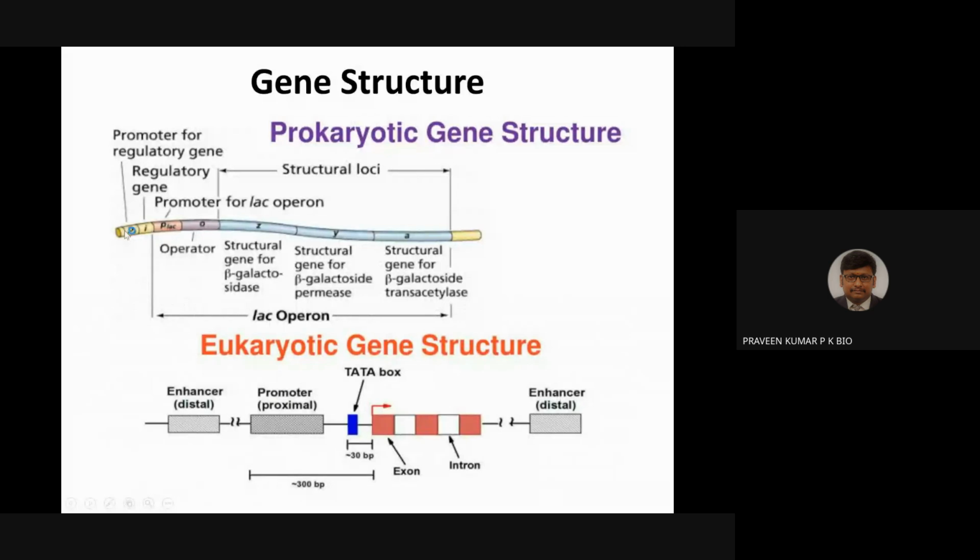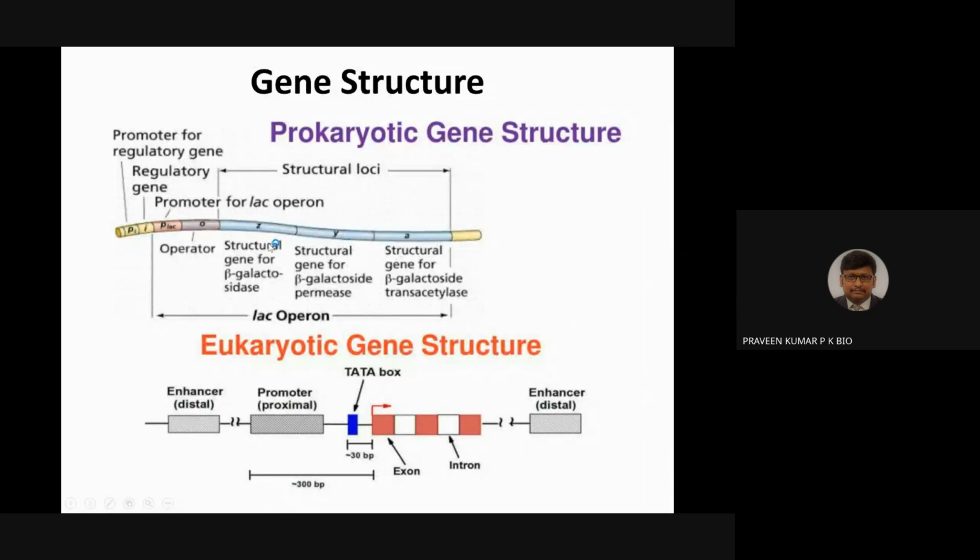So the promoter for the regulatory gene you can find initially. Next to that, you can find the regulatory gene. And next to that, you have a promoter for the lac operon. Lac is a lactose operon. And if you see after the promoter, you can find the operator and the structural elements of the gene, that is Z, Y, and A. Each and every part of the structural gene codes for a particular protein.